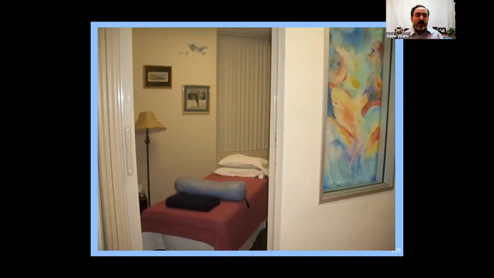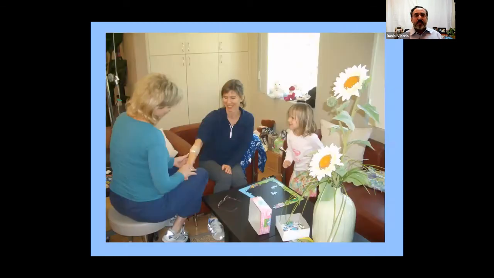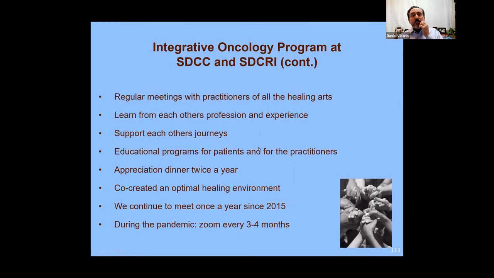One of the many private rooms where acupuncture, massage, Reiki was done. Here's one of the wonderful ladies who really took advantage, with her daughter, of a lot of these modalities. So we had regular meetings with the practitioners of all the healing arts. We learned so much from each other.